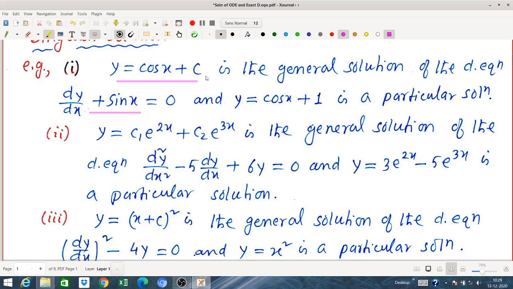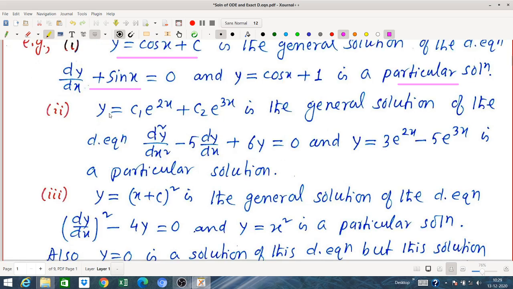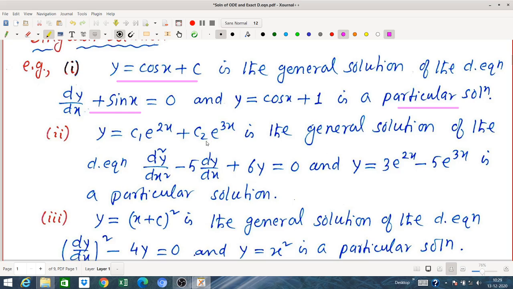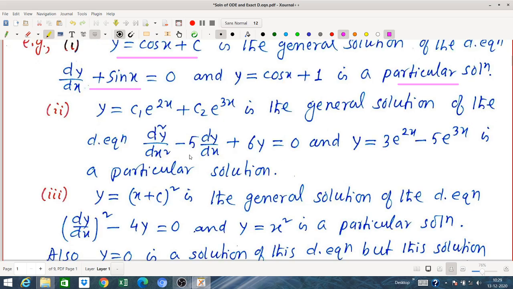Now if I take c equal to 1, c equal to 0, c equal to 2, c equal to minus 1, then also it is a solution. Here in particular I have taken c equal to 1, so y equal to cos x plus 1 is a particular solution. Similarly, y equal to c1 e to the power 2x plus c2 e to the power 3x, where c1, c2 are arbitrary constants, is the general solution of the differential equation d square y by dx square minus 5 dy by dx plus 6y equal to 0. How it is obtained, we shall see later. And if I take c1 equal to 3, c2 equal to minus 5, then I get a particular solution of this differential equation.